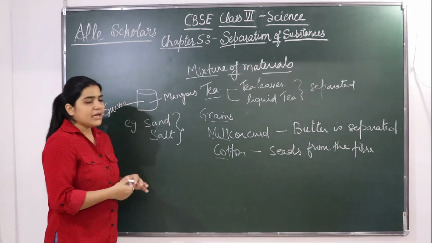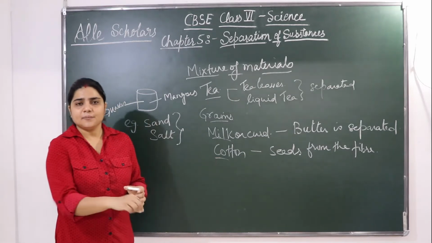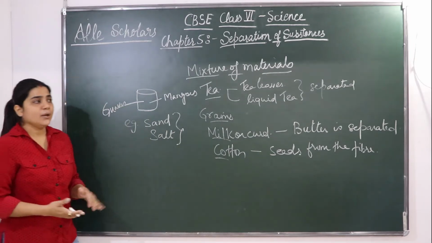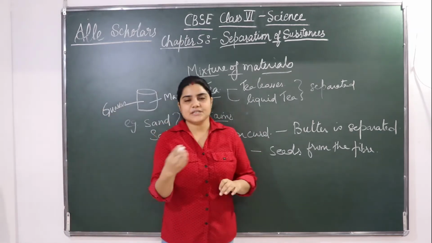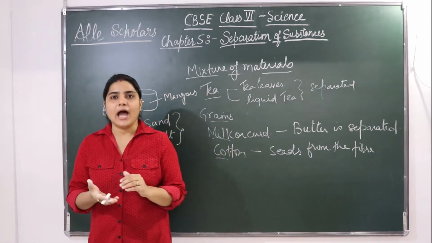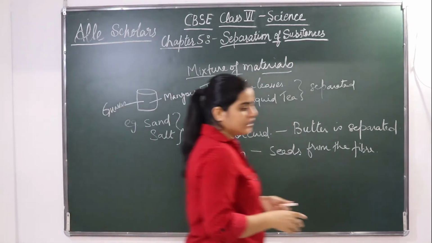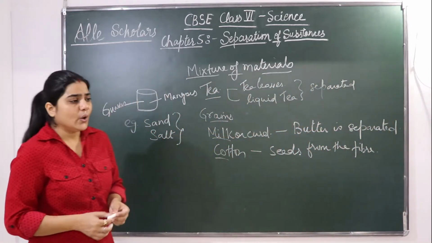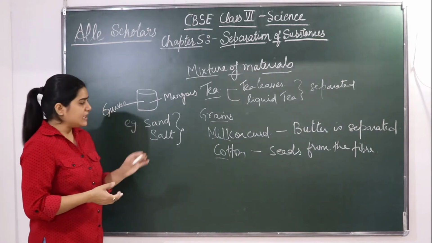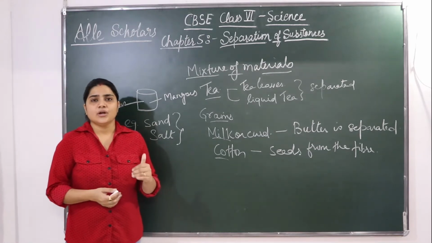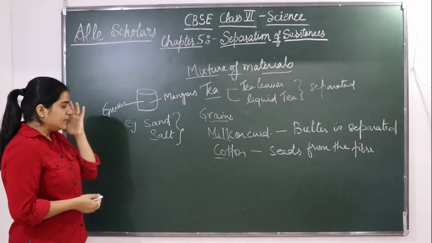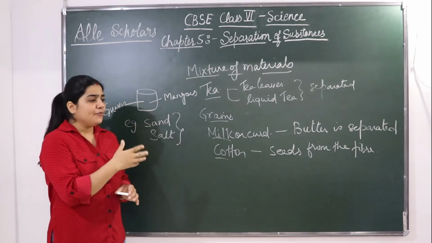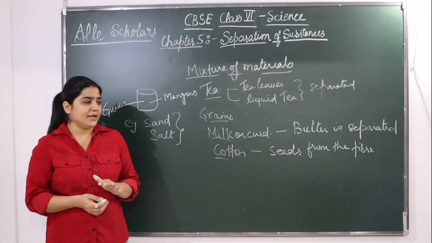By picking out grains one by one, you can't separate that sand, you can't pick it by your hand. So if such a condition comes where you can't pick the substances by hand, they are so small in size, what do we do? We need some technique to separate these substances. Some useful components are there which we need to separate, and similarly these substances, which are very small in size, need to be separated.